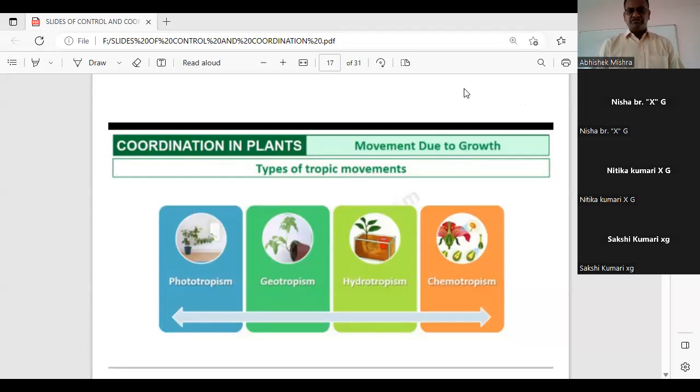So, good morning, students. Today we will continue with the same chapter which we started last week, that is control and coordination. In this chapter, two topics are left: coordination in the plant, that means the plant hormone, and the animal hormone. These two topics are left in this chapter.